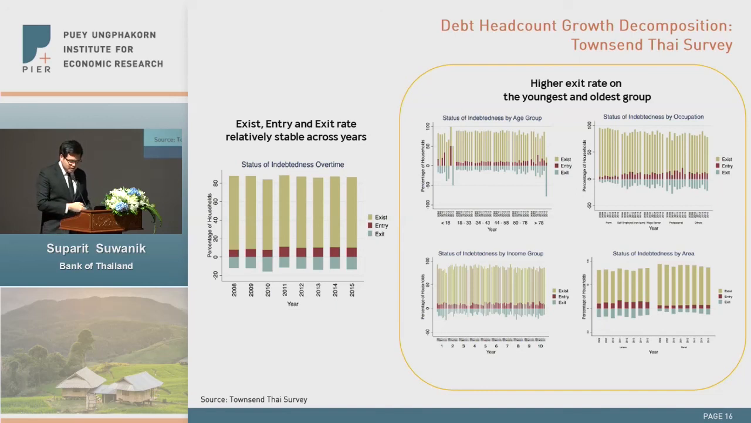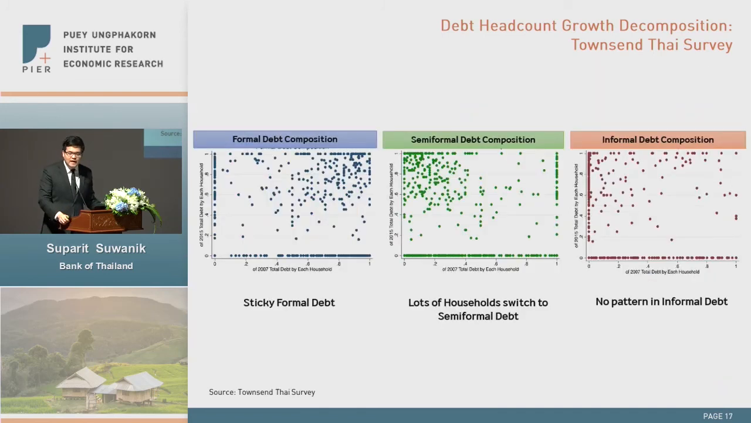And another beauty of the data from the 1,000 Thai survey is that we can identify the switching effect between sources of debt. In each scatter plot, each dot represents a household. Let's take a look at the formal debt composition first. The x-axis represents the percentage of formal debt out of total debt for each household in 2007, and the y-axis represents 2015.